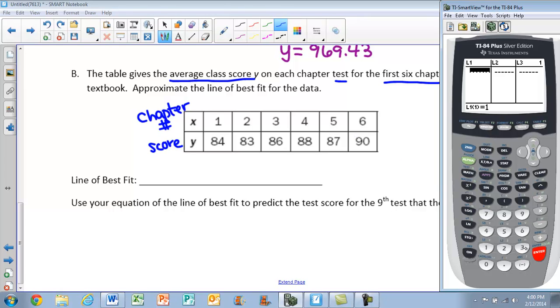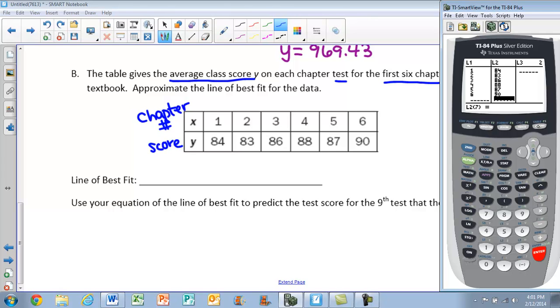So we'll hit 1, enter, 2, enter, 3, enter, 4, enter, 5, enter, 6, enter. And then we arrow over to enter in L2. Remember, that's our Y values. So we have 84, enter. My next one's 83, enter. My next one's 86, enter, 88, enter. And it's very important we go in order here. Enter 87, enter, and 90, enter. Once we have this, we can see what our scatter plot looks like.